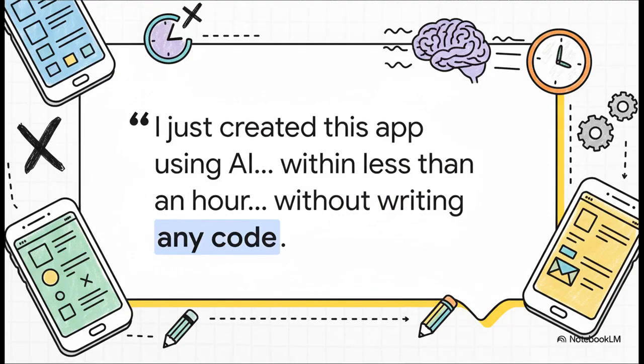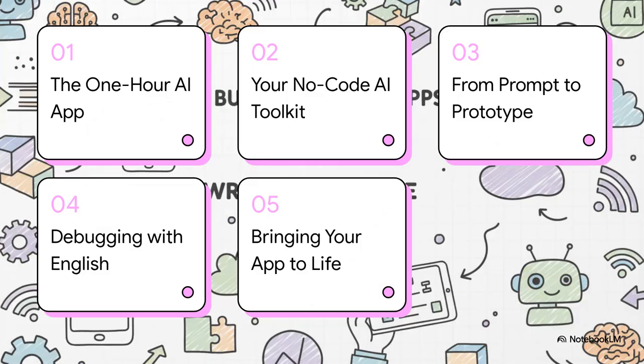And hey, this isn't some theoretical concept. I'm literally using the app on my Android phone right now. The interface is slick, it's totally functional, and I put the whole thing together with AI in less than an hour. And the craziest part, I did it all without writing a single line of code. So, how did we pull this off?